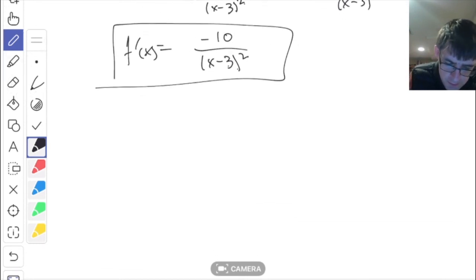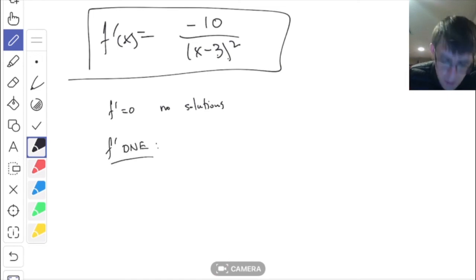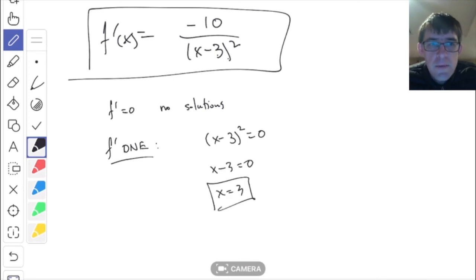This one, if you set the derivative equal to 0, you will find no solutions from that. You also need to check when the derivative does not exist. And in this case, you do get answers. You set the denominator equal to 0. That square doesn't matter because you can square root on both sides. And so you do have a critical number, x equals 3, to put on your chart. And that'll get you going. I don't think we need to finish this one.